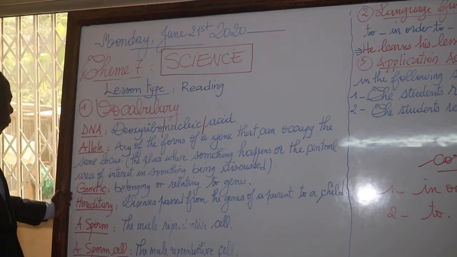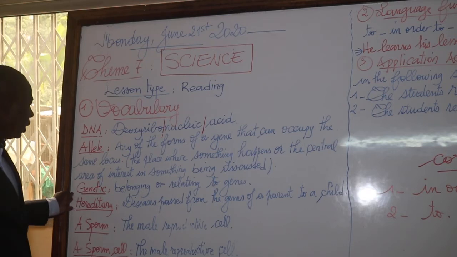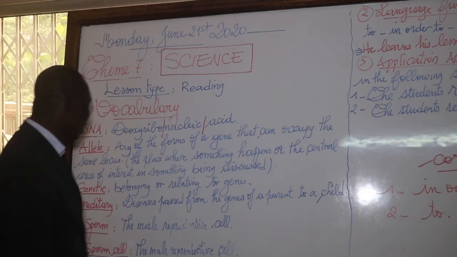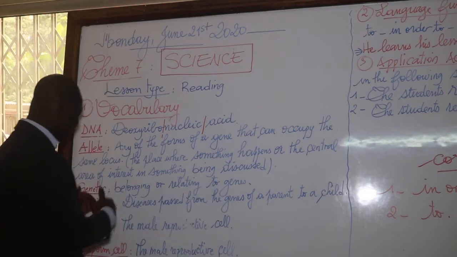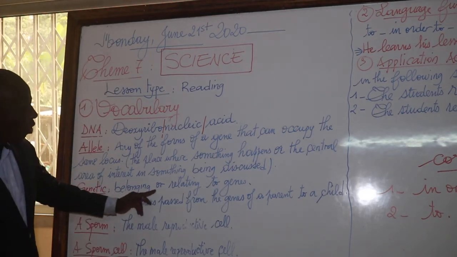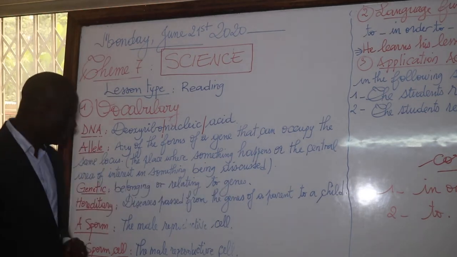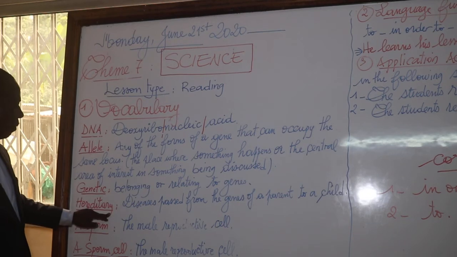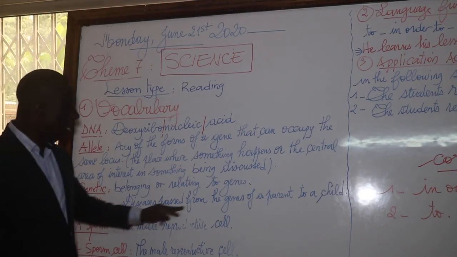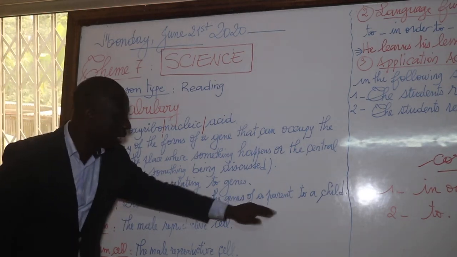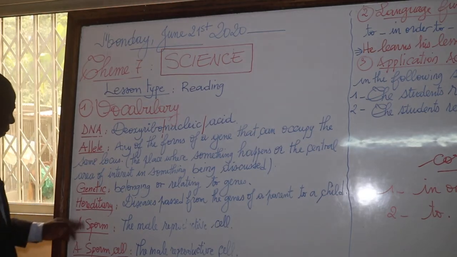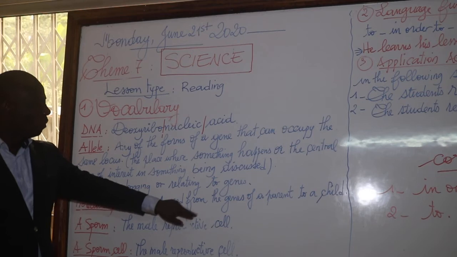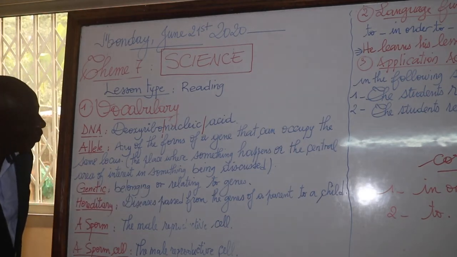Now, the third word is genetics. What is genetics? Genetics, belonging or relating to our genes. It means genes and genetics have a link. Now, hereditary. Hereditary disease passes from the genes of a parent to a child. I repeat, hereditary disease passes from the genes of a parent to a child.